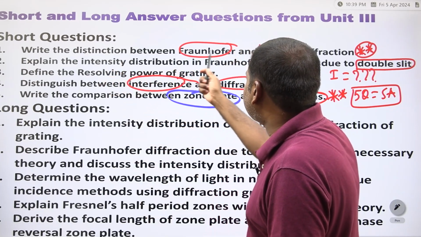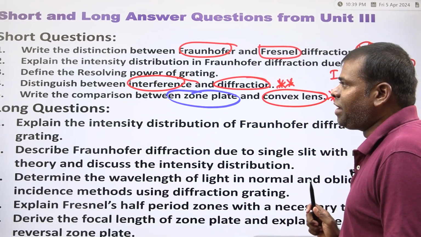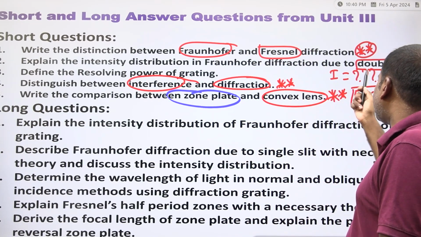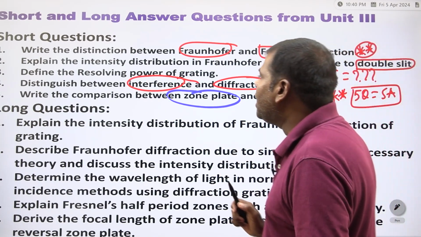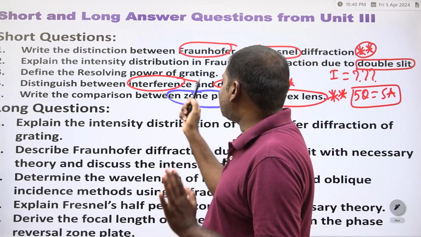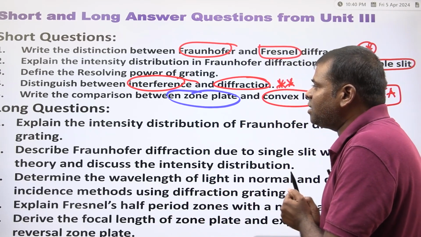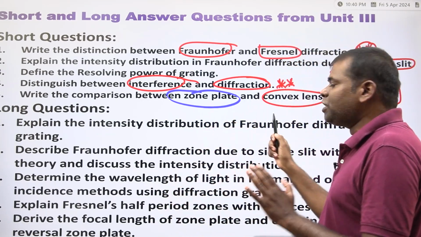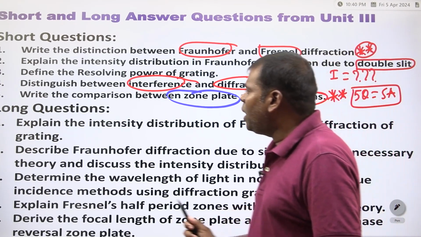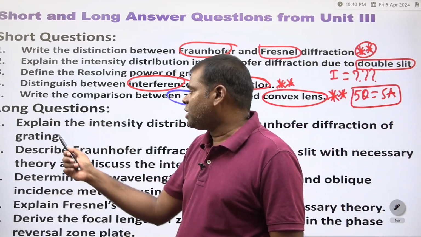Write the distinction between the Fraunhofer and Fresnel diffraction. Explain the intensity distribution in Fraunhofer diffraction due to the double slit. Define the resolving power of a grating. Distinguish between the interference and diffraction. Write the comparison between the zone plate and convex lens. Clear? Now, I am coming to the long questions.